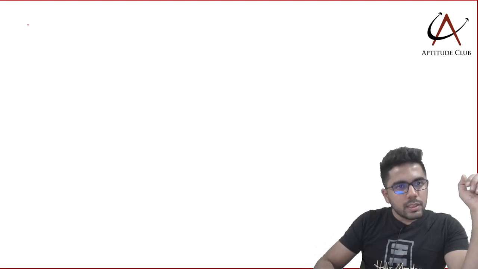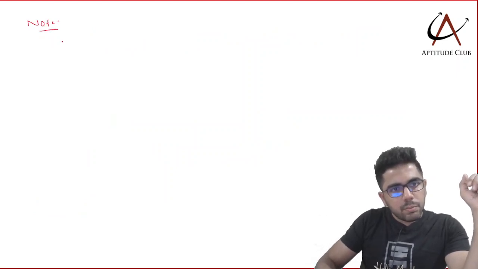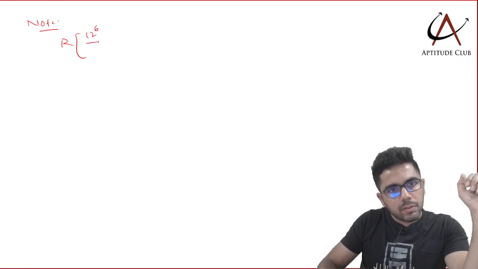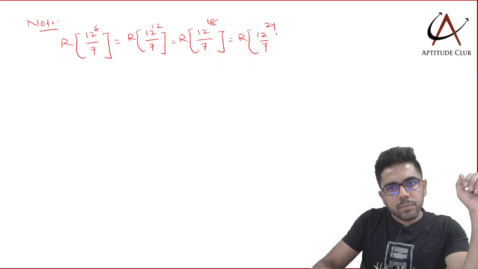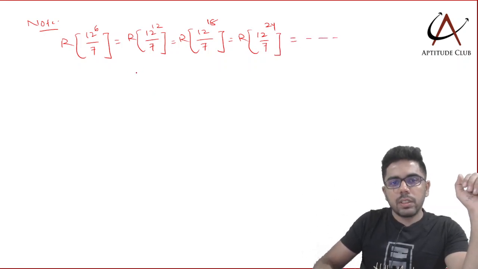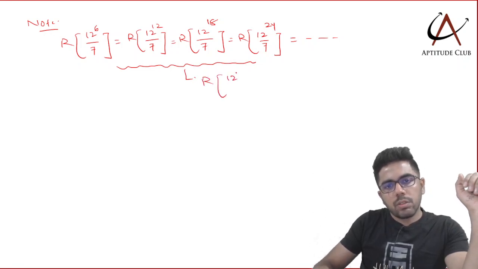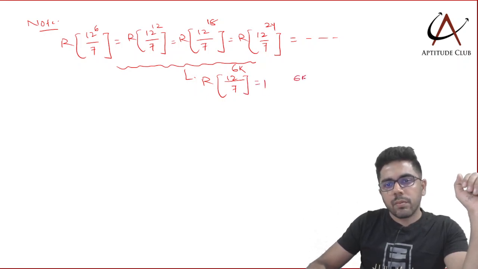So we can generalize it in this way: if the remainder of 12 to the power 6 divided by 7 is 1, it is the same as the remainder of 12 to the power 12 divided by 7, the same as the remainder of 12 to the power 18 divided by 7, the remainder of 12 to the power 24 divided by 7, and so on. So in general I can say the remainder of 12 to the power of any multiple of 6, let us say 6k, where 6k indicates a multiple of 6.